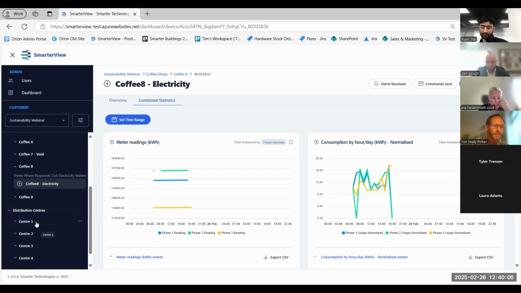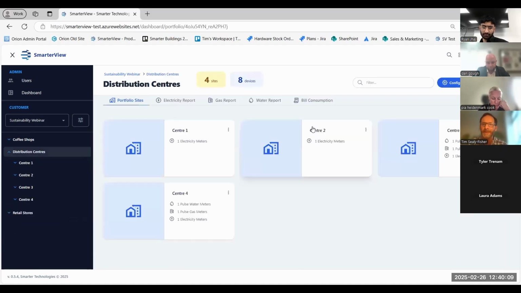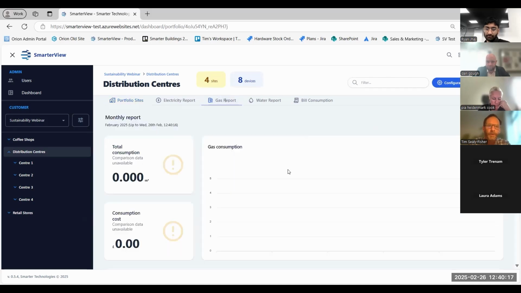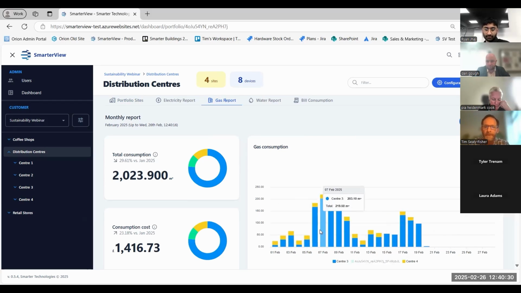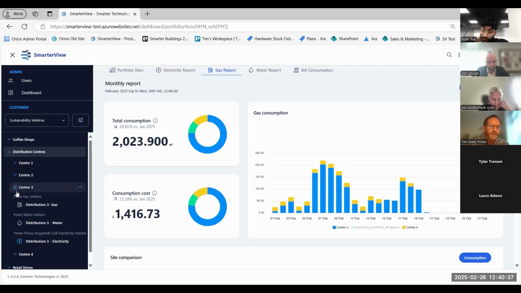Right, let's touch on distribution centers just for a slightly different look and feel. So here we've got monitoring on water, gas, and power. And we will compare what happens in the gas across the site. So again, same company, same square footage, very different profiles. So here we see Centre 3 using significantly more gas than 2, and we've got the opportunity to go down and see why that is.